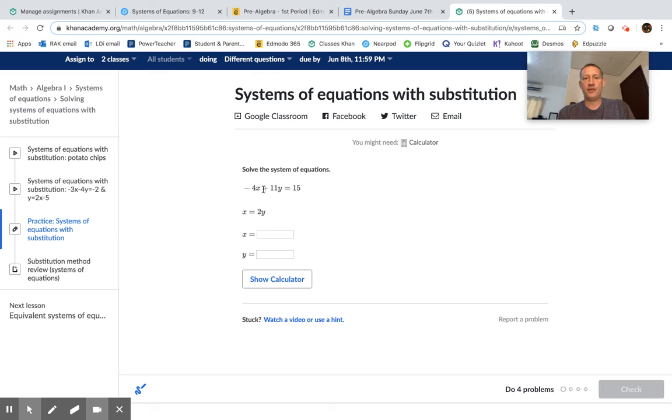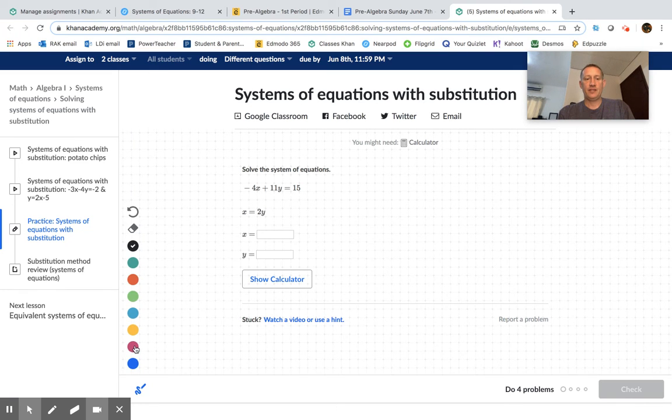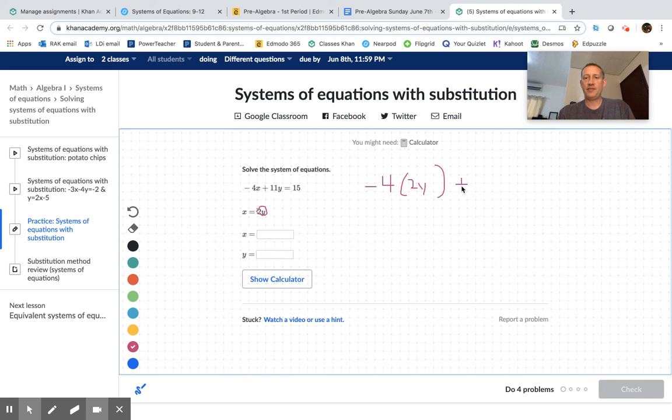But minus 4x plus 11y equals 15, and x equals 2y. Well, obviously, we're going to use this bottom equation because it's already solved for us. We can just plug that x equals 2y into this equation up here. Let's do that. So we have negative 4, and we're going to substitute in that 2y as our x. So it's negative 4 times 2y, then plus 11y equals 15. Whoa, they're not giving us nice numbers, are they?